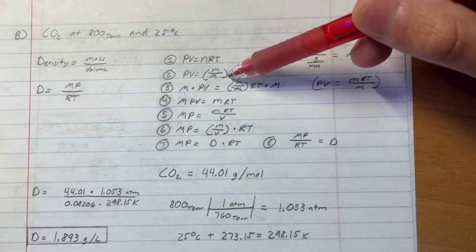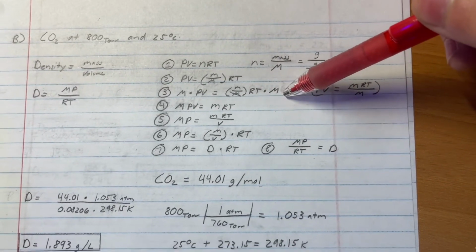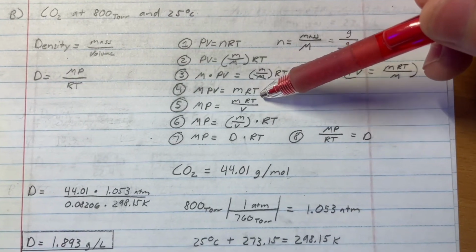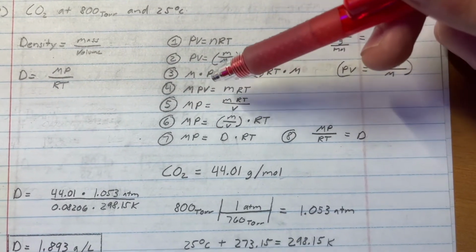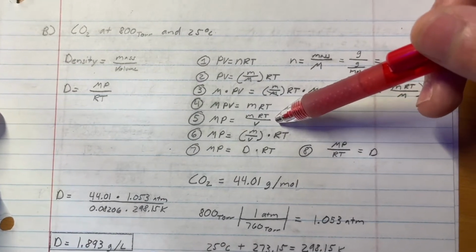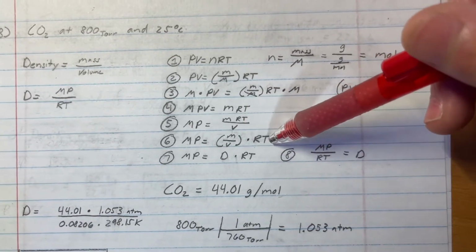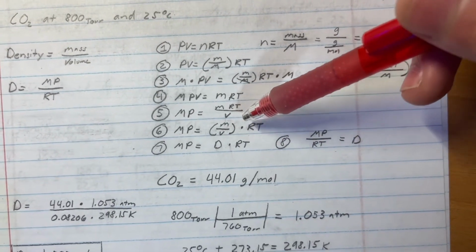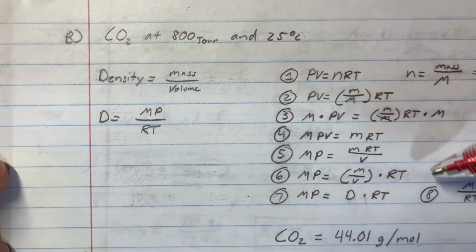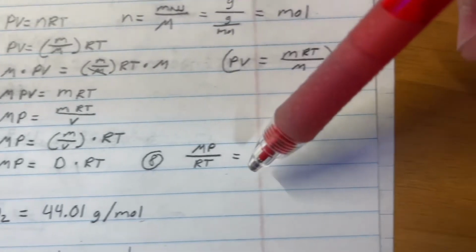After plugging that in, we do some basic rearranging. We multiply by M on both sides to get rid of the M on the bottom, and we move RT over to this side. We move V over to this side, and then we pull out the M and the V, and we're left with this, M over V. As you see right here, density equals mass over volume. This is exactly mass over volume, so therefore it is density, and we go ahead and solve for density.